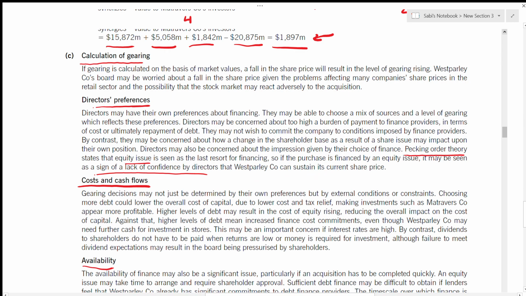Okay, why? Because equity is the last resort. That means what happens if you go by the equity issue? The market judges that your retained earnings are over, your debt is over. So now you don't have enough, so now you are going for the equity issue, which is not good.